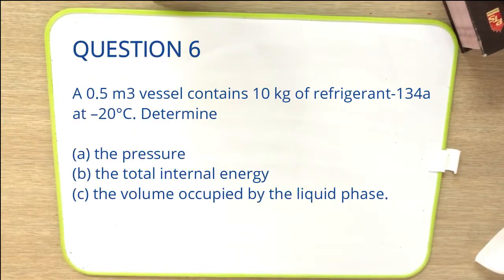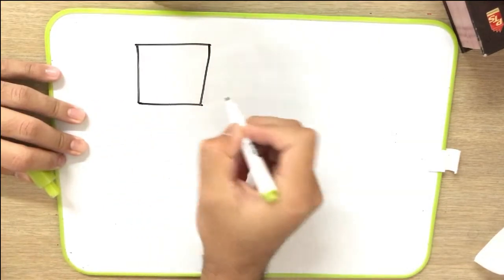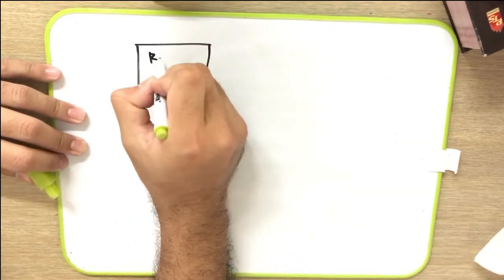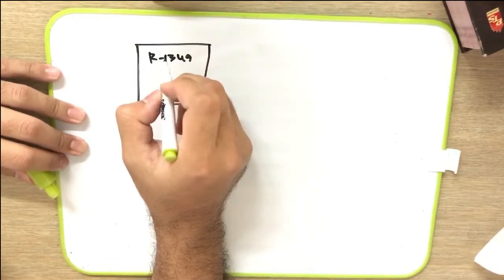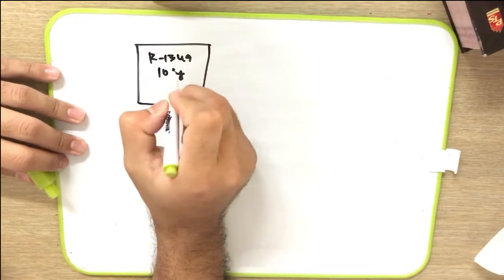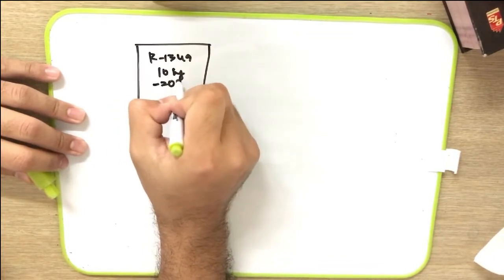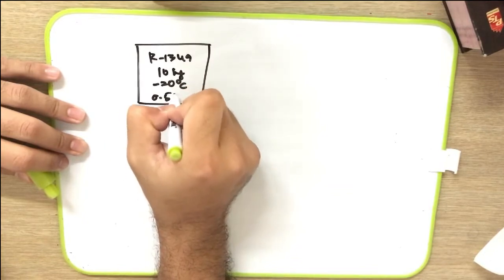Next, question 6. A 0.5 meter cube vessel contains 10 kg of refrigerant 134A at negative 20 degrees C. Determine A, the pressure, B, the total internal energy, C, the volume occupied by the liquid phase. We have a vessel, and in that vessel we have refrigerant 134A, 10 kg, negative 20 degrees C, and 0.5 meter cube.